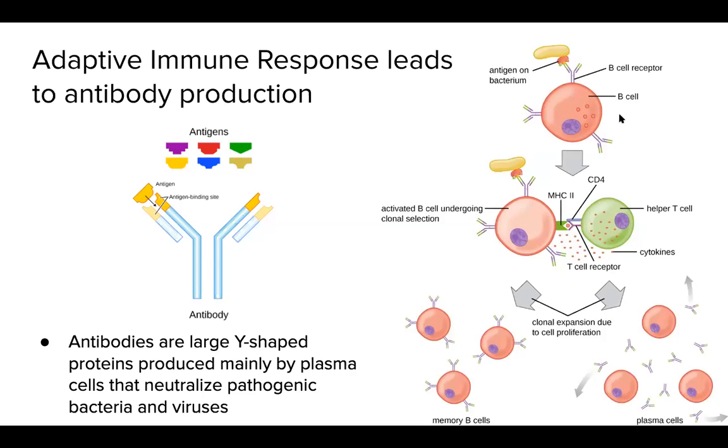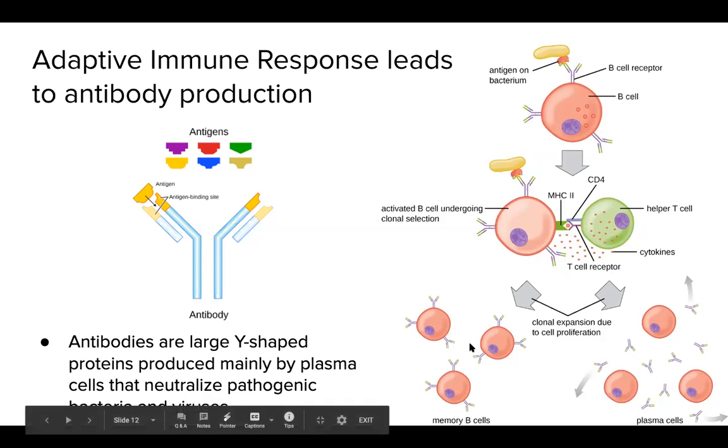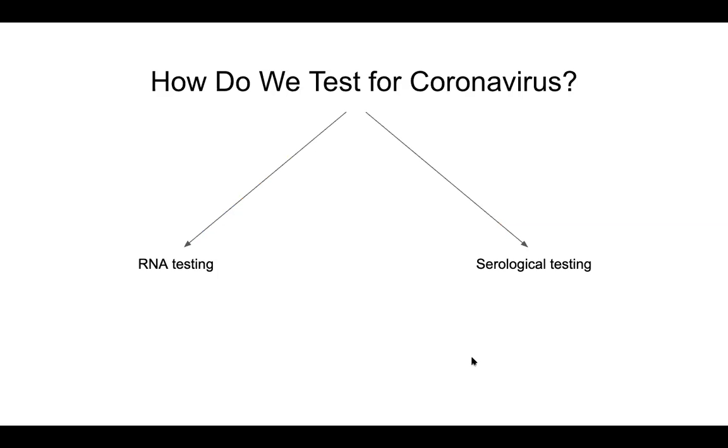And so essentially the adaptive immune system, these B cells will take the antigens from a virus or bacteria and then take it and talk to these other cells. And then you get these memory B cells that say, okay, this is an important antibody, I'm gonna produce a lot of it. So how do we test for coronavirus?